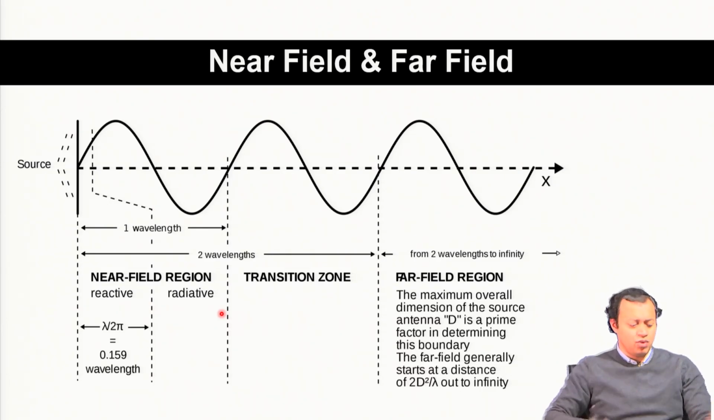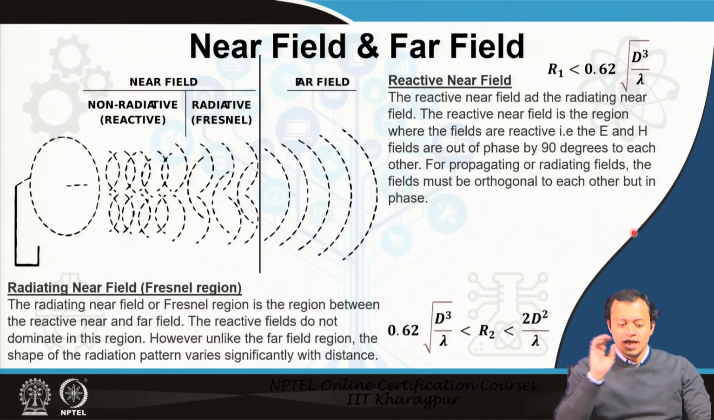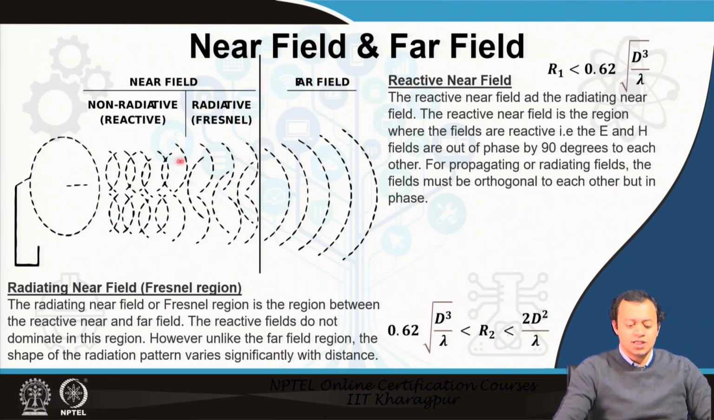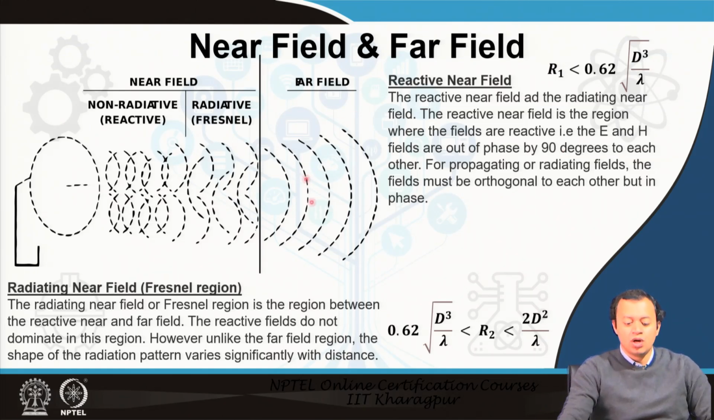So, obviously, most people will neglect it, but theoretically, mathematically, they figured out that the near field region has some very interesting properties. The near field region can be divided into non-radiative and radiative zones. What does that mean? The non-radiative or reactive zone is where the E and H fields are out of phase by 90 degrees. In an actual wave, the electric and magnetic fields have to be orthogonal to one another, 90 degrees to one another. In this very small region, that is not followed.